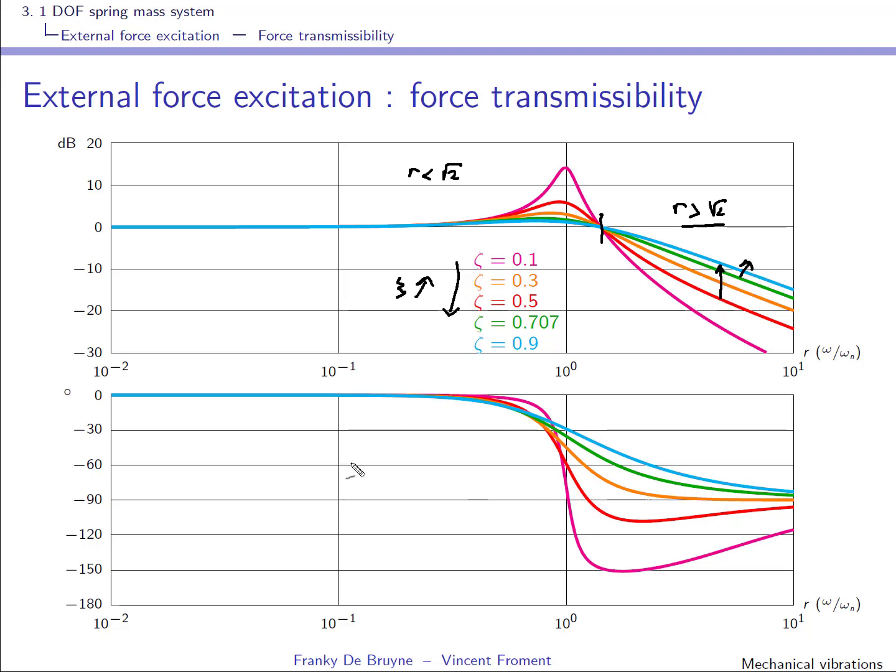I have not talked a lot about the phase here of this force transmissibility, but you can see that it goes to minus 90 degrees at high frequency. This is because you have a relative degree of the transfer function which is 1. You had a degree 1 at the numerator and a degree 2 at the denominator, so the difference is 1, and this implies that at high frequency the phase shift will be minus 90 degrees.